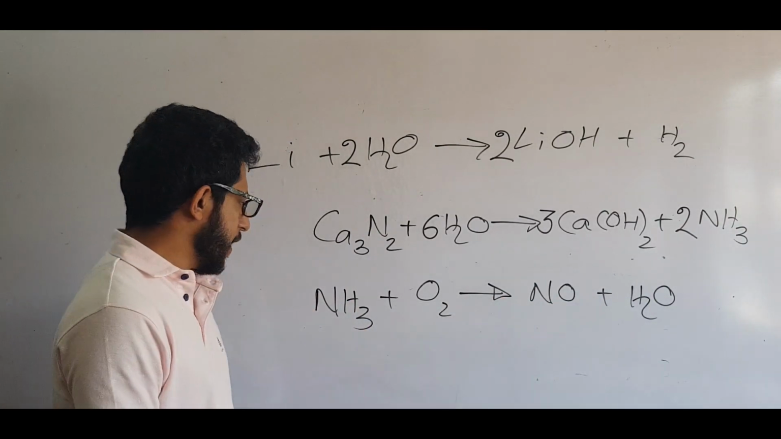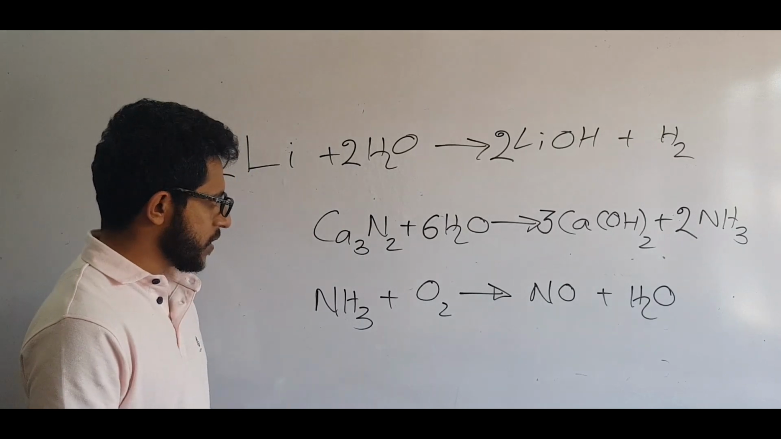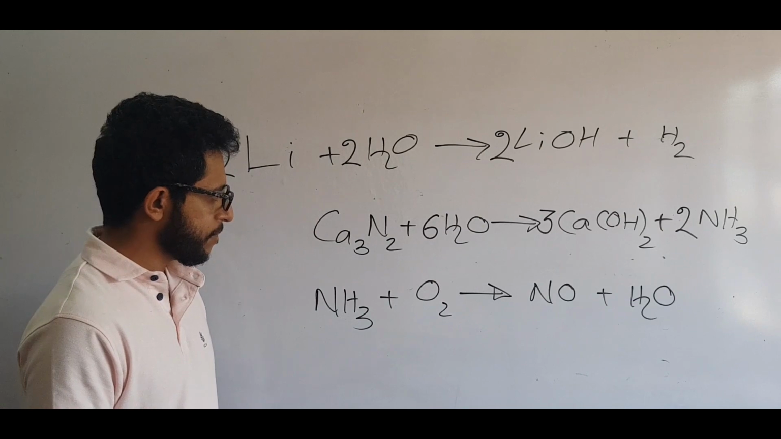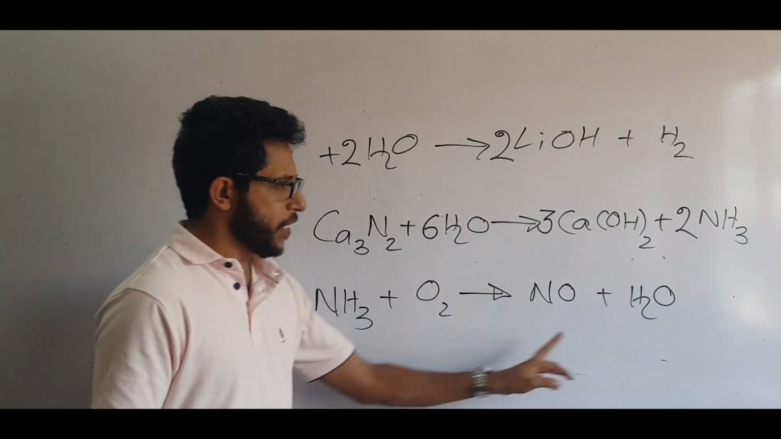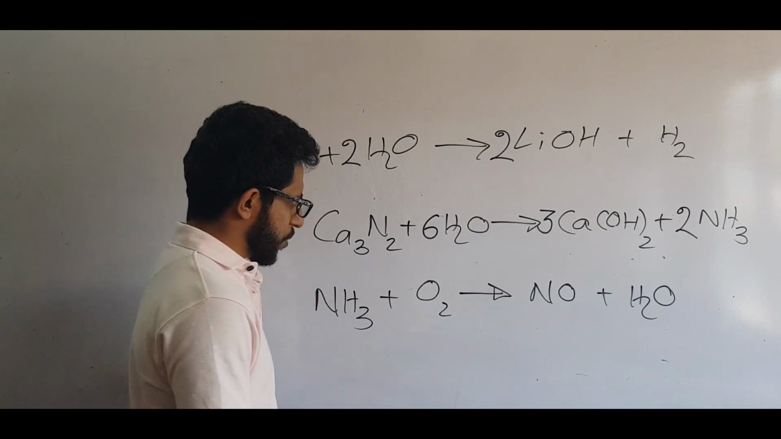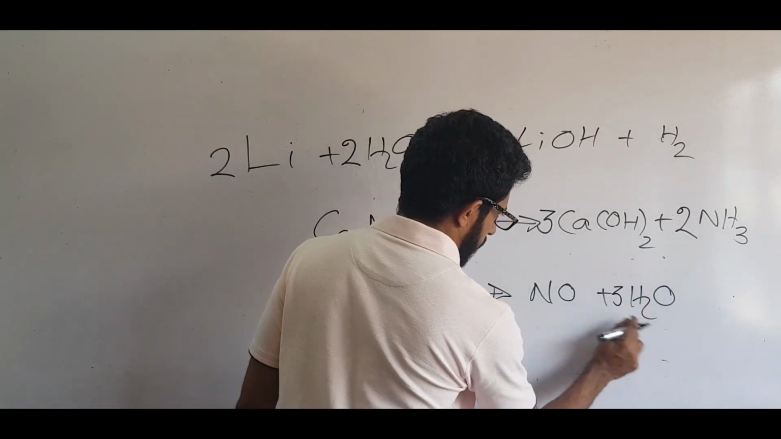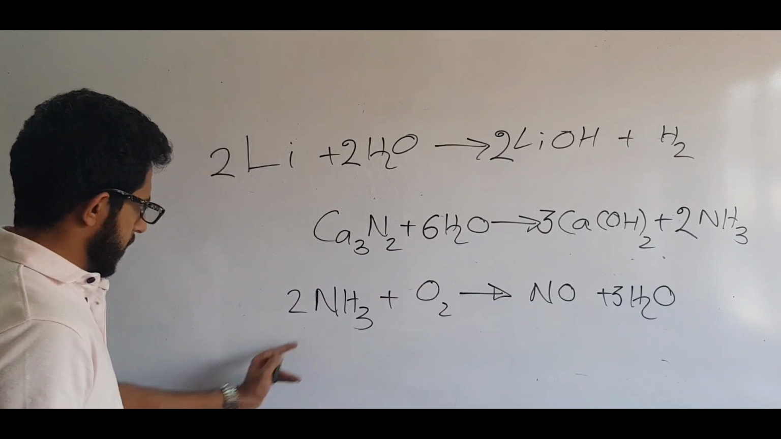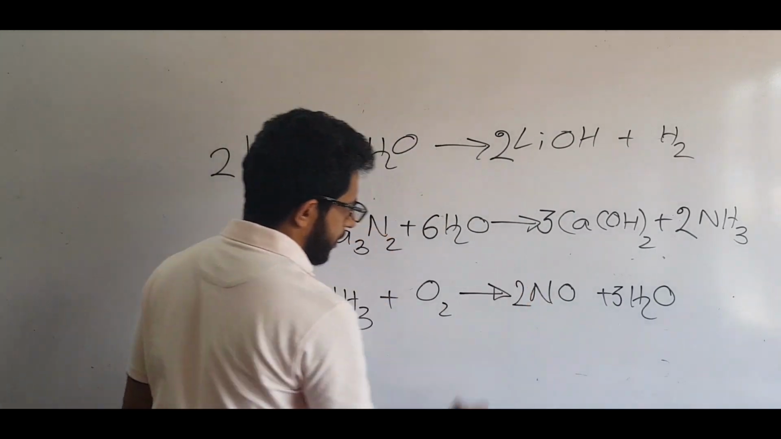So I start with nitrogen. How do I do this one? I can see 2 oxygens are there. Oxygen is even. That's the only thing. To make 3 and 2, the common integer would be 6. So let's see if I put 3 here. 3 into 2 is 6. Then to make it 6, I have to put 2 here. The nitrogen is 2, so I have to put 2 here.